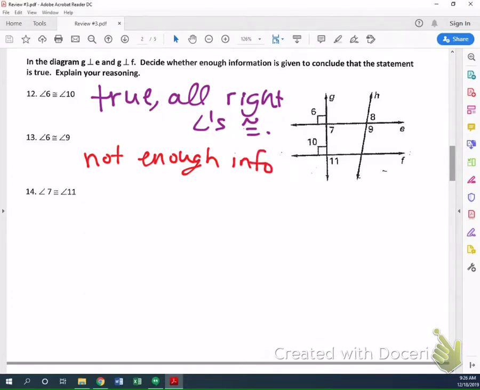And then angle 7 and angle 11, those are both right angles because they're where those two lines intersect that are perpendicular. So it's the same thing as number 12. True. The reason is all right angles are congruent.